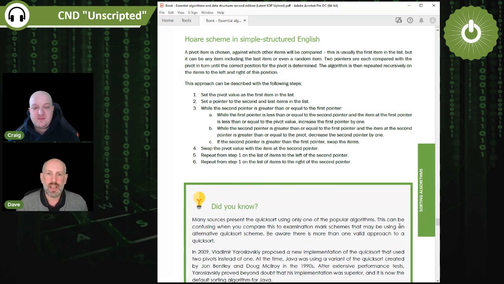So as we go down here, we've got the Hoare scheme, which is typically what they teach in maths, laid out, and then we've got one of these little "did you know" boxes, which is additional information, a bit of a tidbit there. What's that one about, Craig? I can't really see it very clearly.